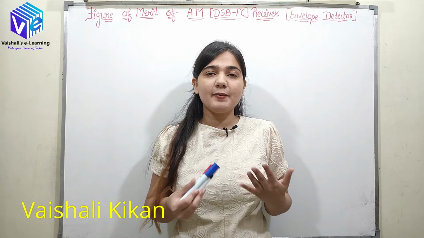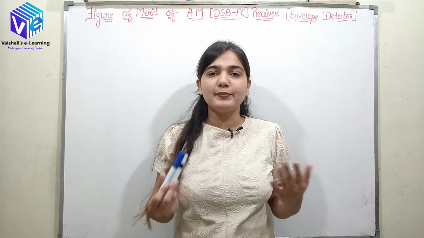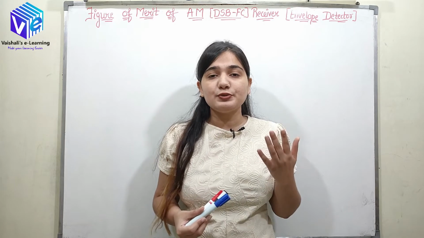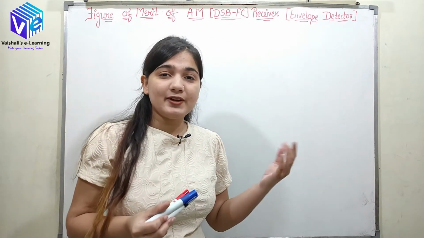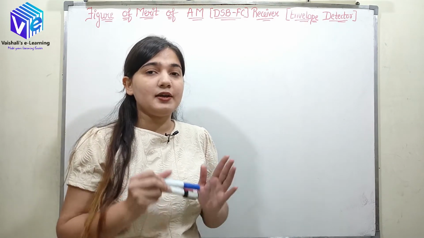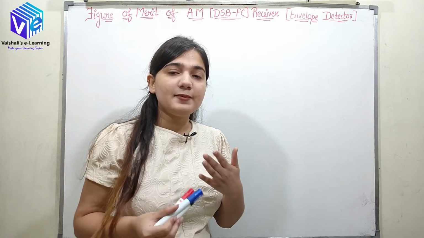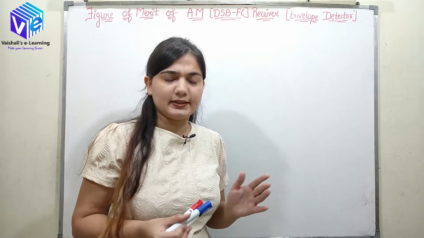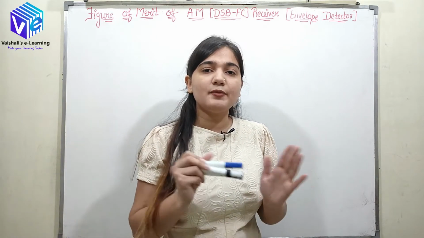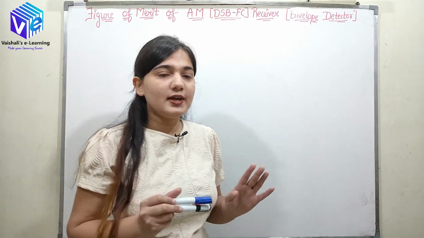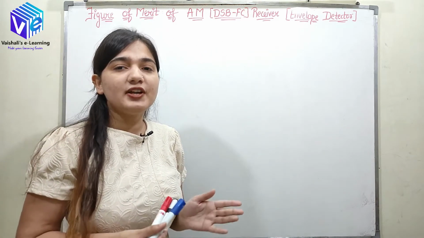In this video, we'll be talking about the figure of merit of double sideband full carrier type of amplitude modulation receiver using the envelope detector. So we are talking about the DSB-FC receiver with an envelope detector. We all know that in the case of DSB-FC, we can have an envelope detector as well as a synchronous detector. I hope you remember what a synchronous or coherent detector was. Synchronous and coherent are both names of the same receiver. So here we are just focusing on the envelope detector and we'll be talking about the figure of merit.